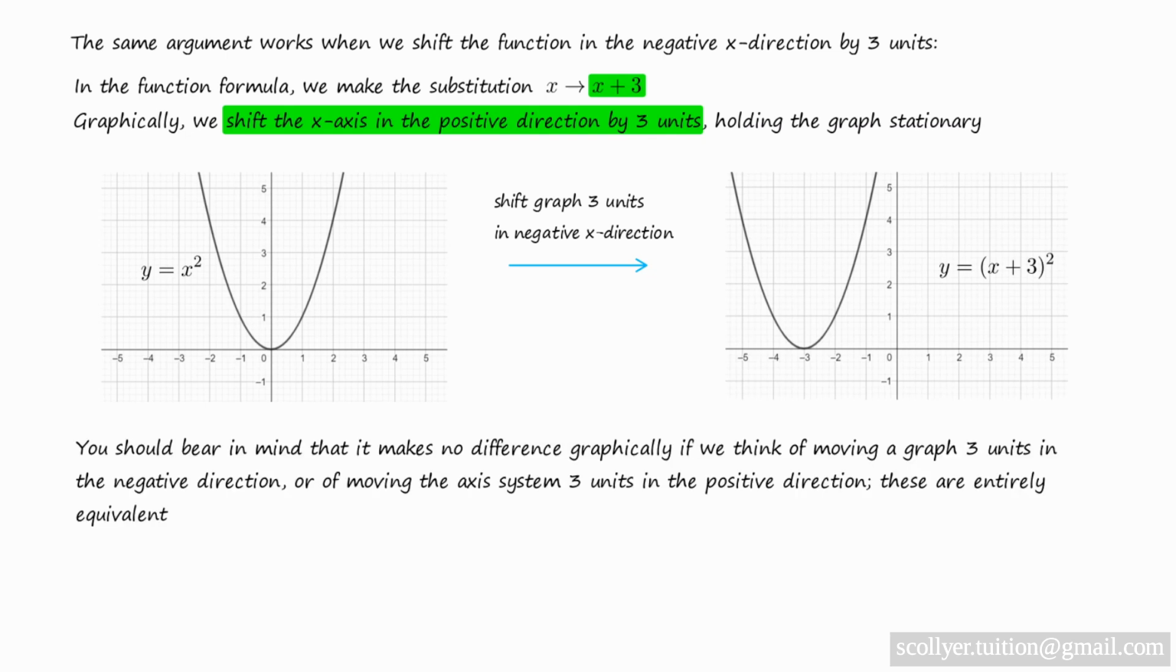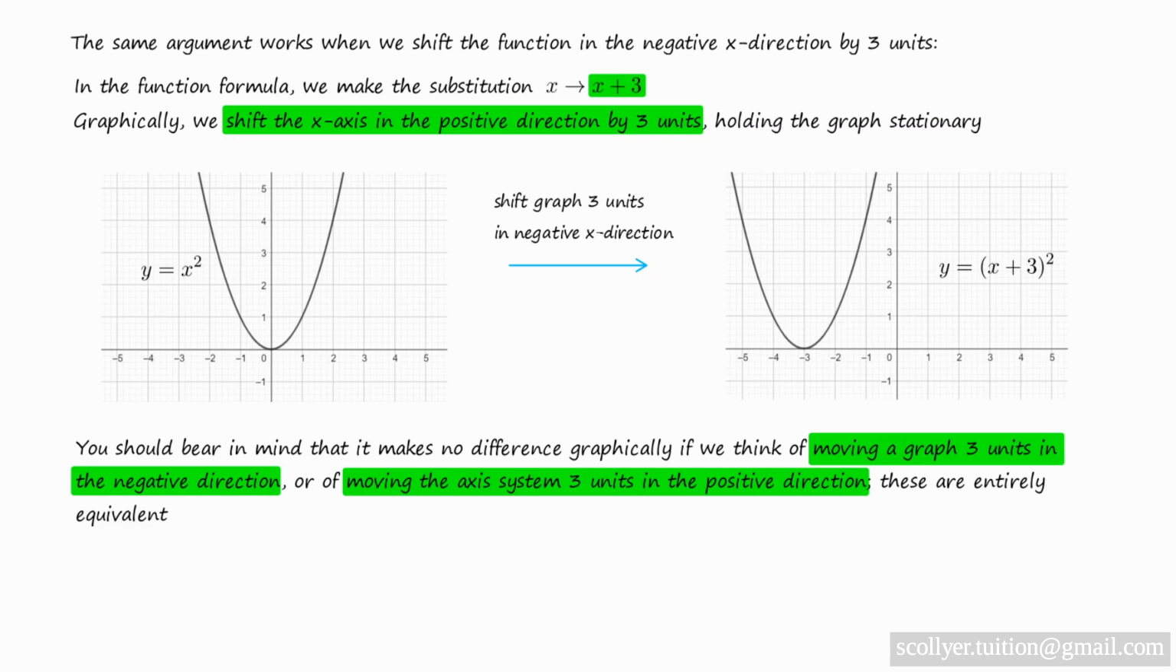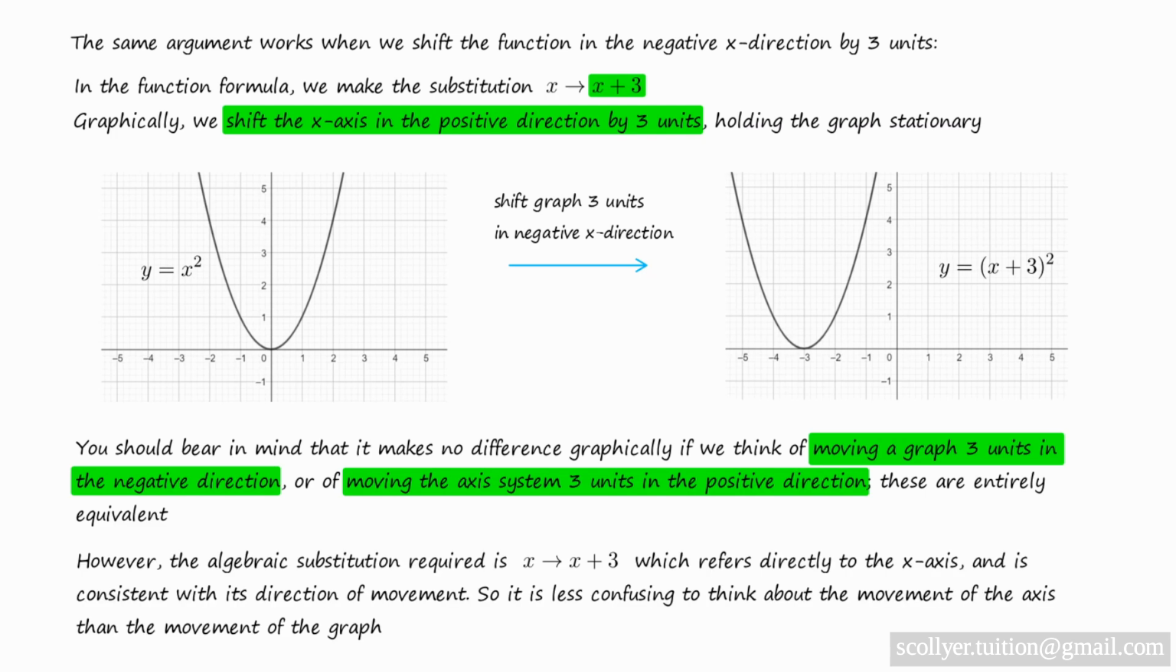It's important to note, of course, that it makes no difference if we think of moving the graph 3 units in the negative direction, or if we think of moving the axis system 3 units in the positive direction. These are entirely equivalent points of view. On the other hand, algebraically, we substitute x with x plus 3, and the x in those formulae refers directly to the x-axis, and the x plus 3 is consistent with the direction of movement of the axis. So it's less confusing to think about the movement of the axis than the movement of the graph.